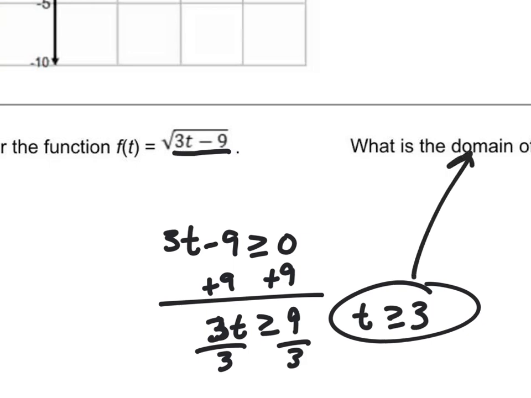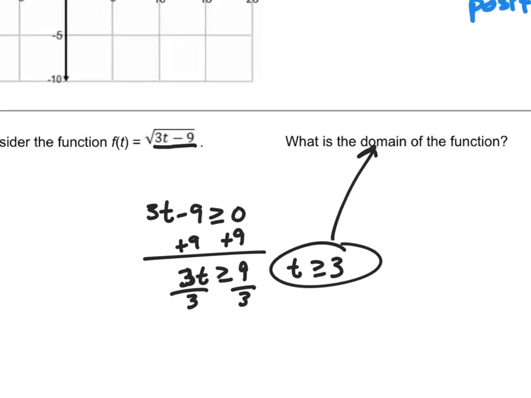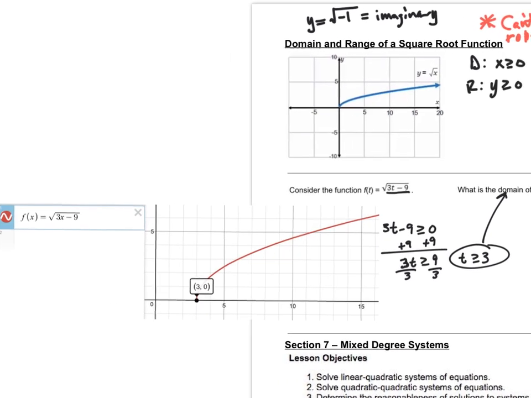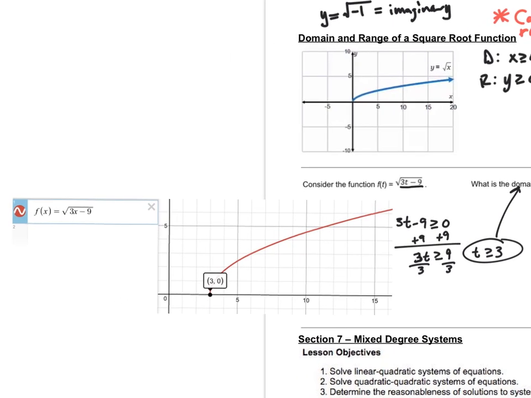Let's quickly graph this and verify that that is in fact our domain. Once I graph this function, and I know the variable is t, what we notice is that it starts at 3 and goes to the positive side. So the domain being greater than or equal to 3 is true and it works.